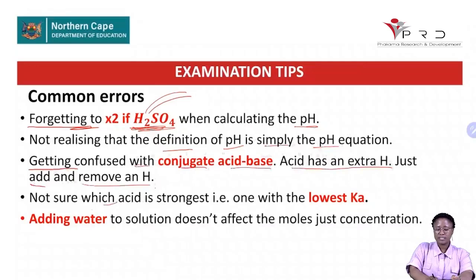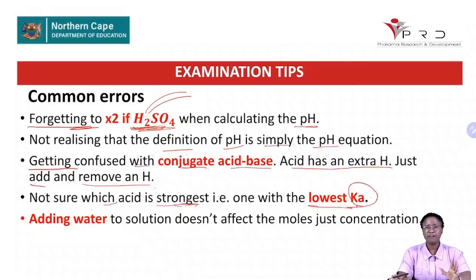Not being sure which acid is the strongest, okay? Especially when you are given the Ka values, okay? The Ka values will tell us if the solution is acidic or basic, all right? If you have a lower Ka value, it will indicate that the solution is acidic. A greater Ka value will mean that the solution is basic.